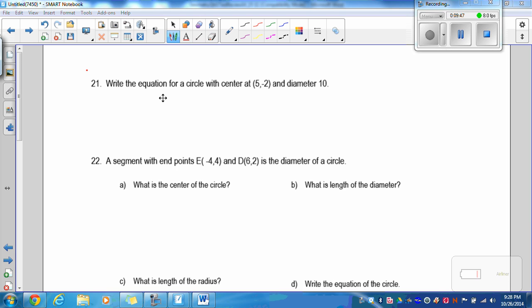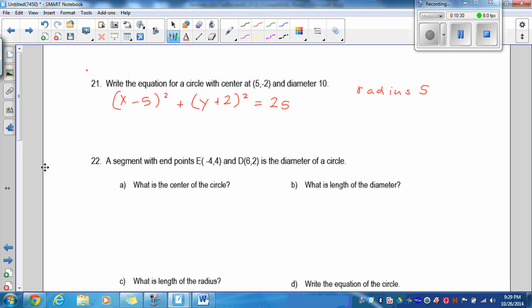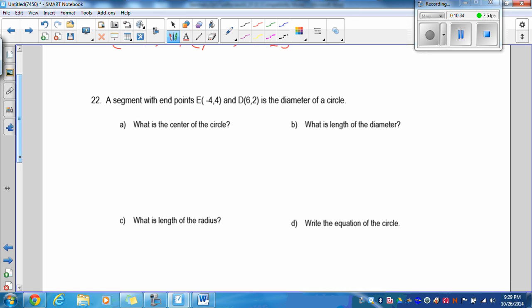So I'm going to write an equation for the circle with the center at 5, negative 2, and a diameter of 10. So it's going to be x minus 5 squared plus y plus 2 squared is equal to the diameter of 10. So if we have the diameter of 10, that means the radius is 5. So the equation would have 25 there. Okay.